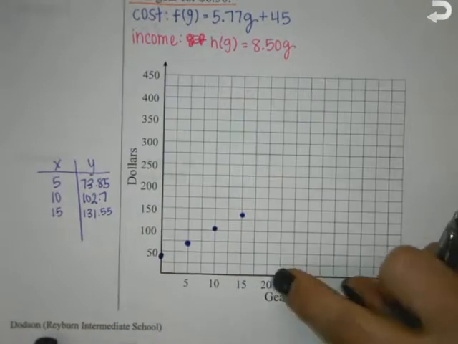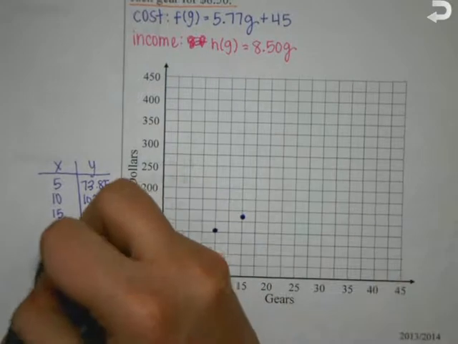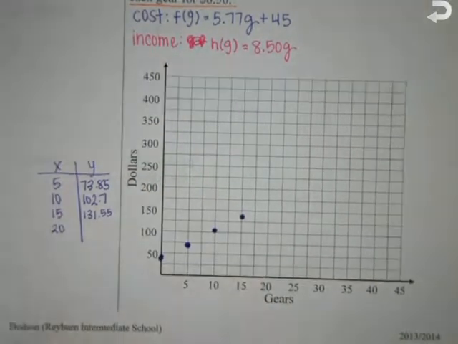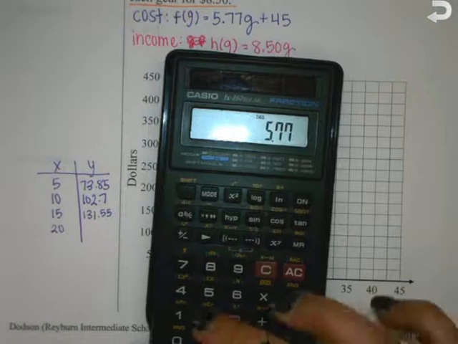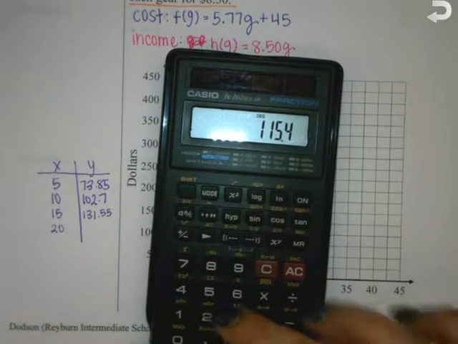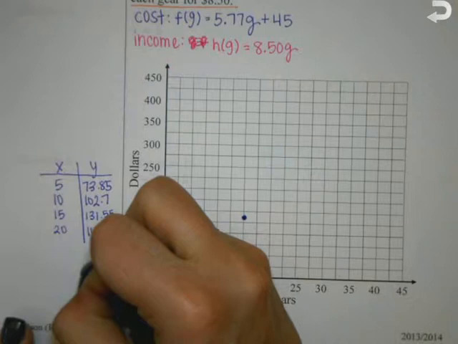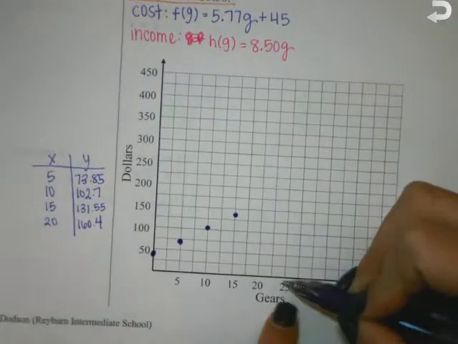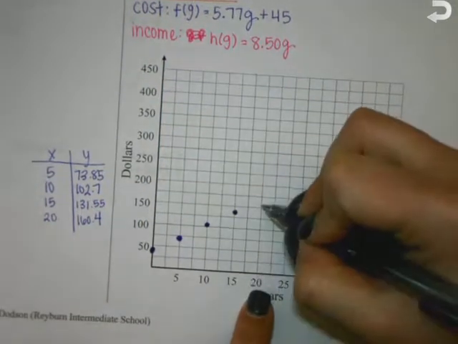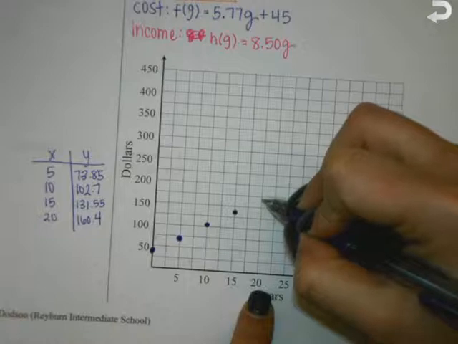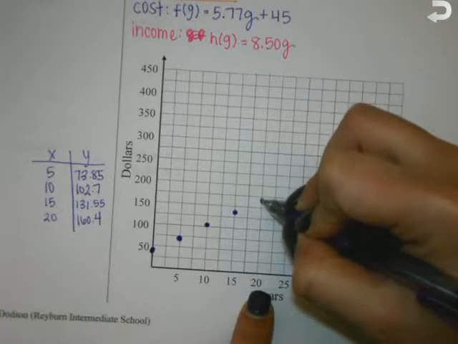Let's do one more, and then we should be good. So when we buy 20 gears, that's 5.77 times 20 plus 45, 160.4. So when I buy 20 gears, I pay $160.40. So here's 175, so it's going to be somewhere right here. And they should start making a line.